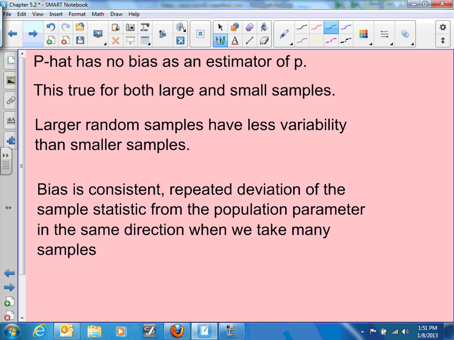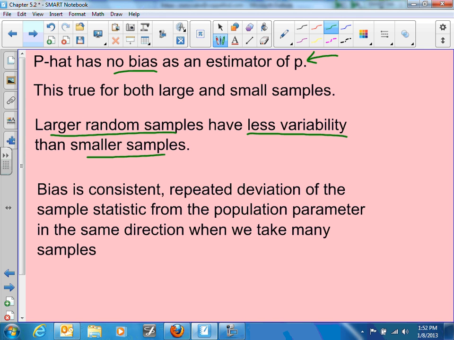Now, p hat has no bias as an estimator of p. Okay, this is your parameter. That's your parameter. p hat has no bias. This is true for both large and small samples, basically because you're taking a random sample. Now, in order to eliminate bias, you make the survey random, or you make whatever you're doing random. Larger random samples have less variability than smaller samples.